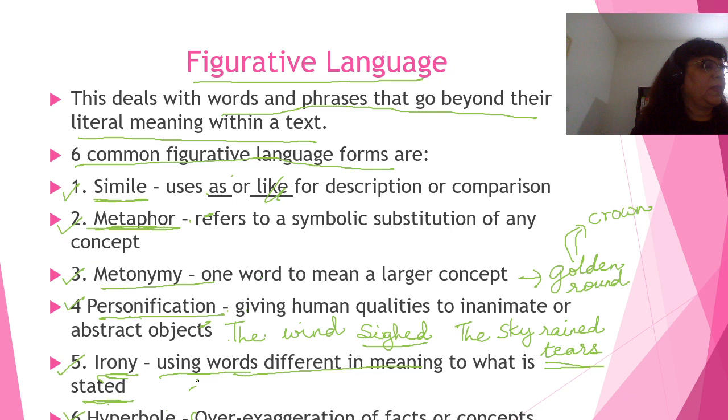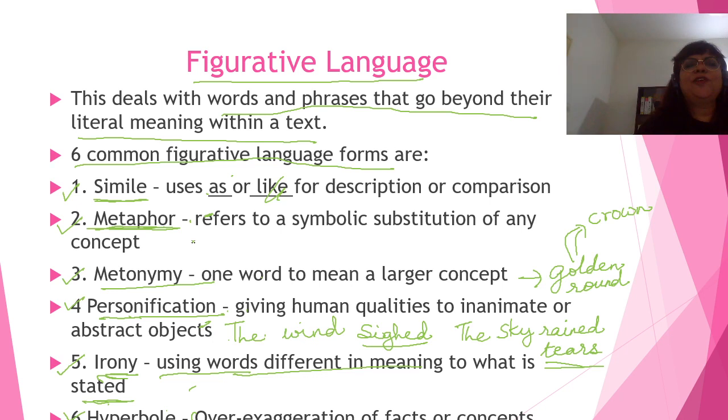Very often I get a question, ma'am, I get very confused between simile and metaphor. What's the difference? Very simple. Whenever you have as or like to compare two things, it's a simile. If it doesn't have as or like and it's comparing two things, it's a metaphor. Easy. So if I say, he smiled like a peaceful saint. Is it a simile or a metaphor? Simile, right? Because I said like.